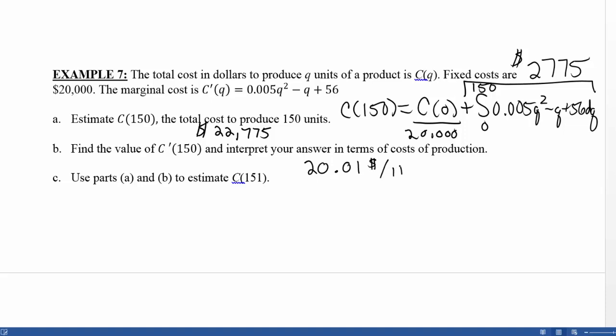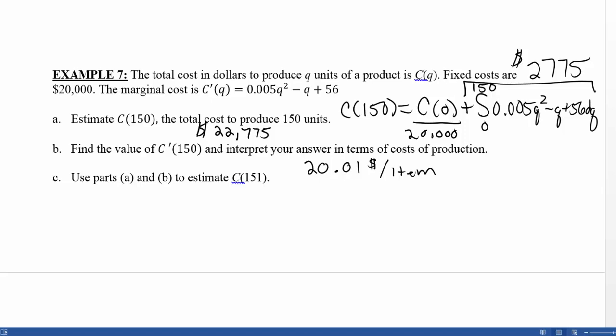$20.01 per item. So remember, the marginal cost is a rate that's in dollars per item. That's always true when you're talking about economics because the dependent variable is always money in dollars and the independent variable is always quantity in items. So that means that when we are making 150 items, it's costing us an additional $20.01 for each additional item that we make. So to go from 150 to 151 items, it'll cost us another approximately $20.